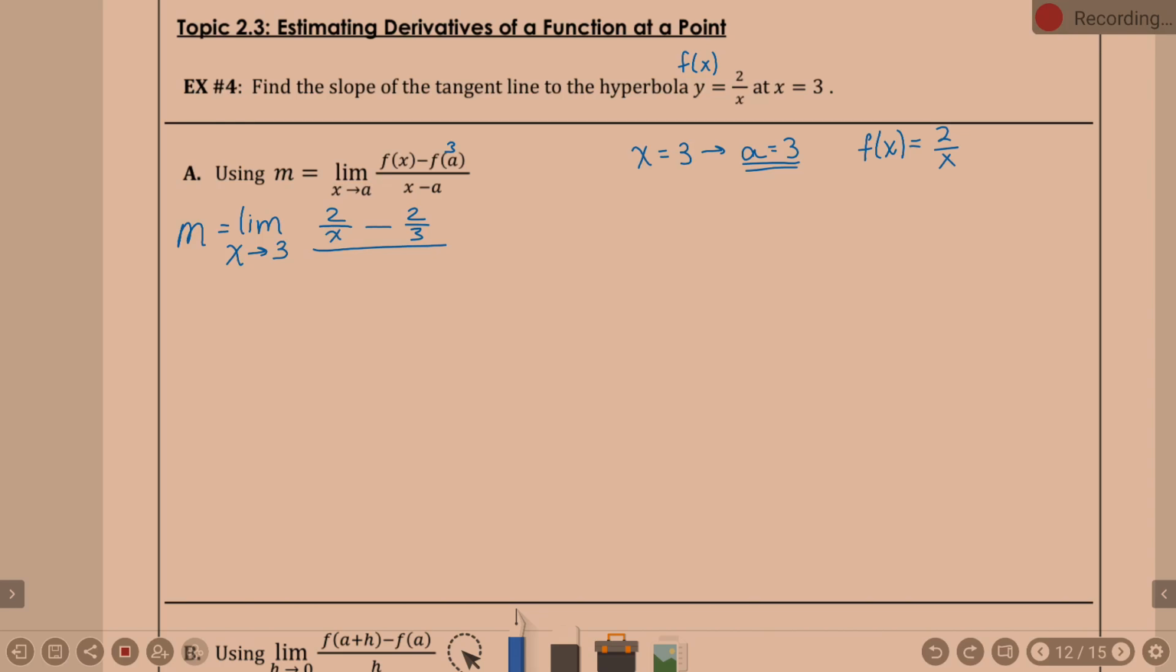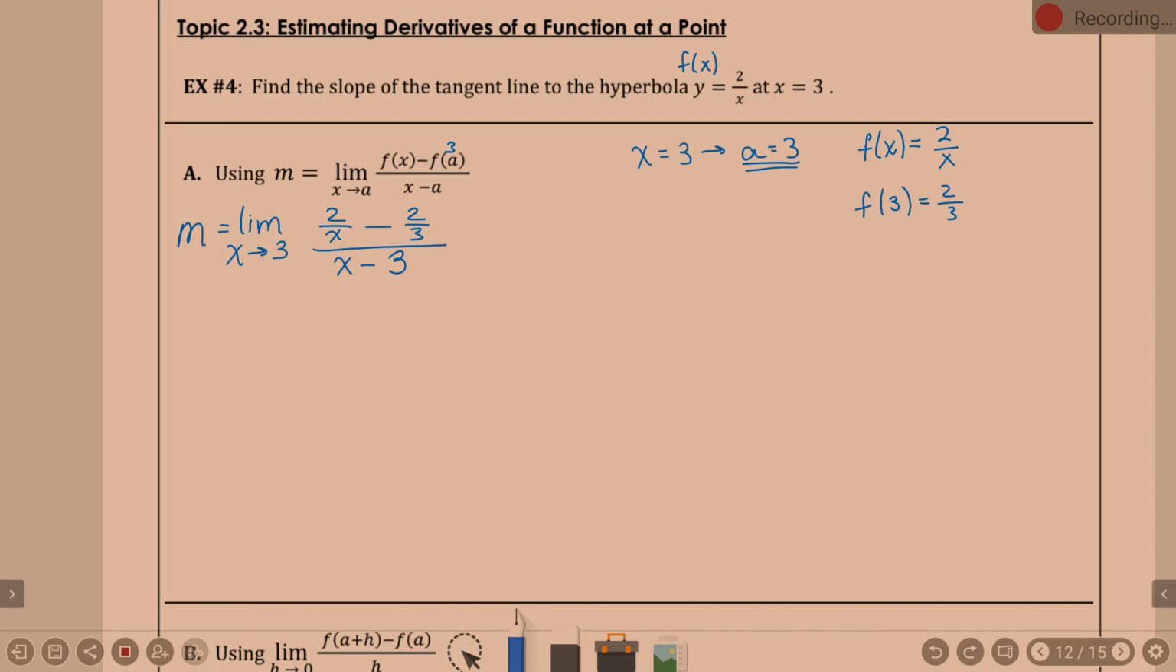If f of x is 2 over x, then f of 3 is 2 over 3. Okay? All over x minus a, which is x minus 3. Well, of course, there's got to be something wrong, right? If you want to plug 3 in right now, guess what? You're going to get 0 over 0. So we need a plan.